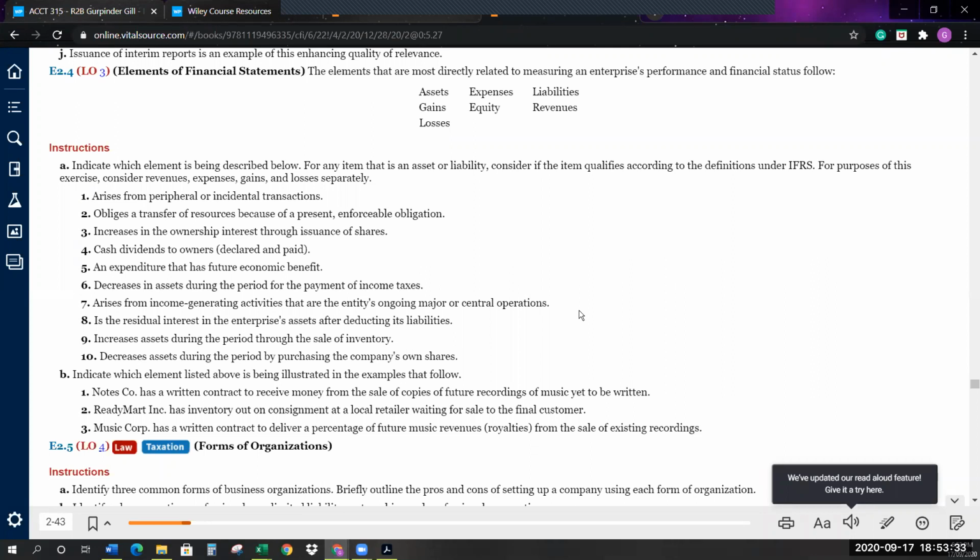Sorry, hold on one second. So it's two different things, the way you interpret that information. If you interpret it as saying that yes, you are getting the money, then I would agree with you that it's unearned revenue or a liability. But in this case, that's not what they're saying. What they're saying is the notes company has a written contract to receive money from the sales of copies of future recordings of music yet to be written. So if it's not written, they're not getting the money today. Whenever they are written and sold, that's when they'll get the money. So it's a contract for future. So this is an asset.